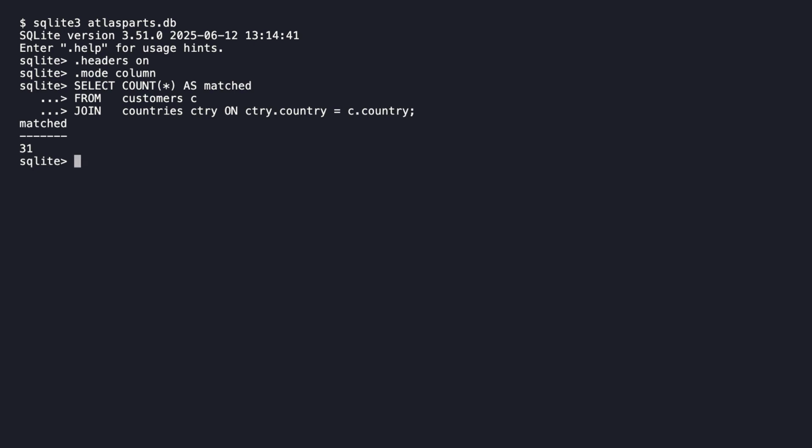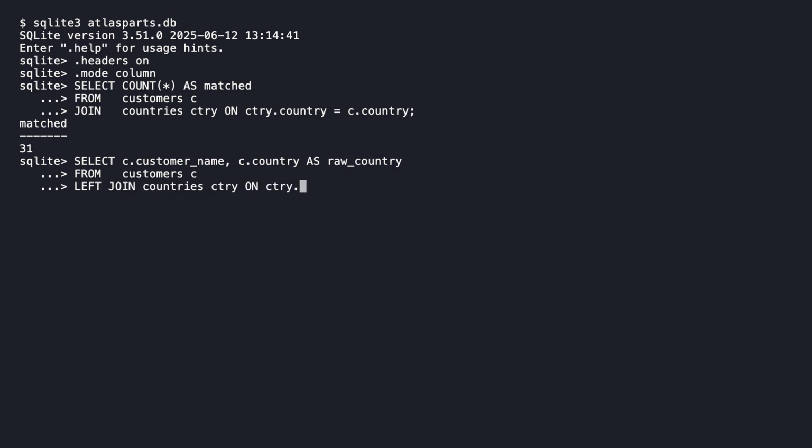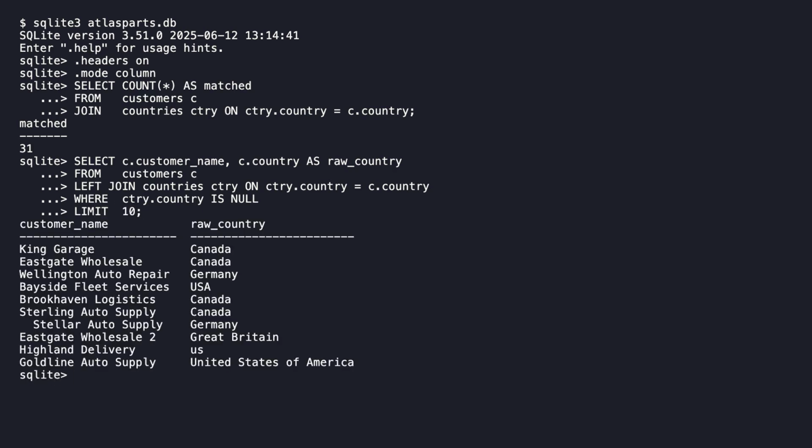Switch the join to left, filter where the right-hand key is null, and you find them. That's the diagnostic for any report whose numbers feel low. There they are: USA, lowercase us, United States of America, Canada, Germany, Great Britain, France. Values the countries dimension stores under different ISO codes. The inner join silently dropped them. The fix is in the data. Clean the customer file, build an alias table. The bug only matters once you can see it.